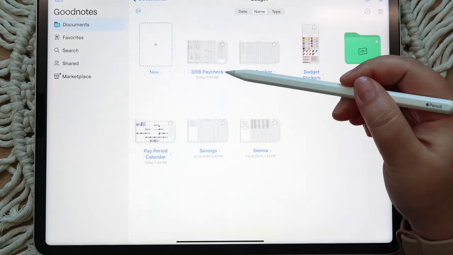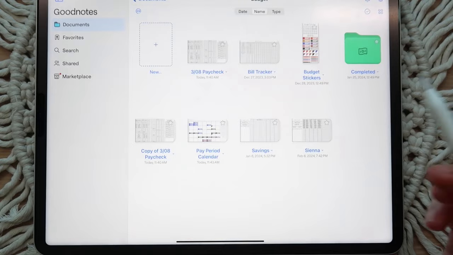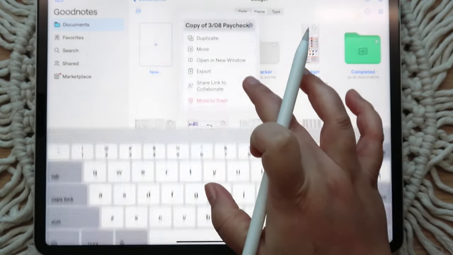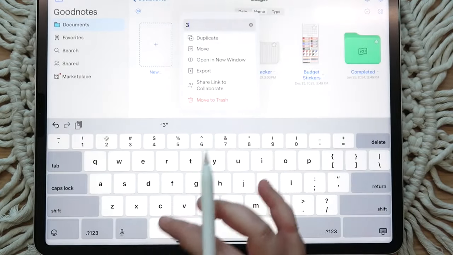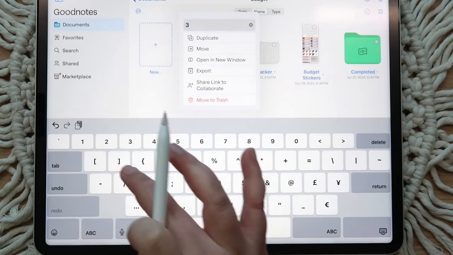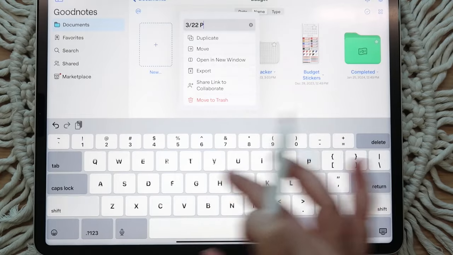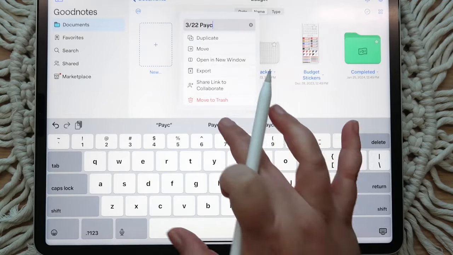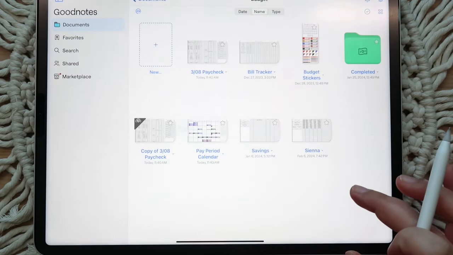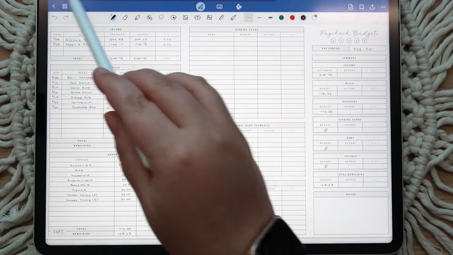I am first going to duplicate my little paycheck budget here, and then we will change this to our 322 paycheck. Okay. And then we'll open that up.